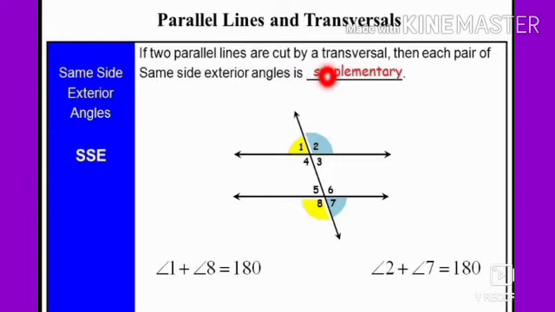If two parallel lines are cut by a transversal, then each pair of same side exterior angles is supplementary. Here angle 1 plus angle 8 is equal to 180, angle 2 plus angle 7 is equal to 180 degree. And here angle 1 and angle 8, angle 2 and angle 7 are exterior angles, and the sum of angle 1 and angle 8 is 180, and the sum of angle 2 and angle 7 is equal to 180 degree.